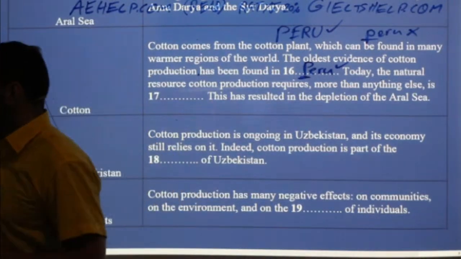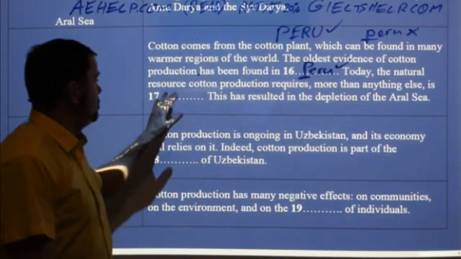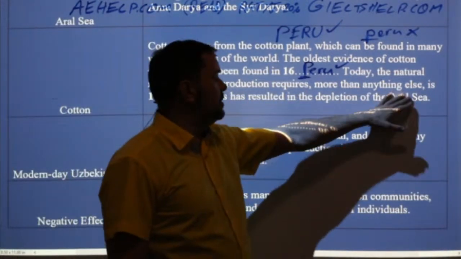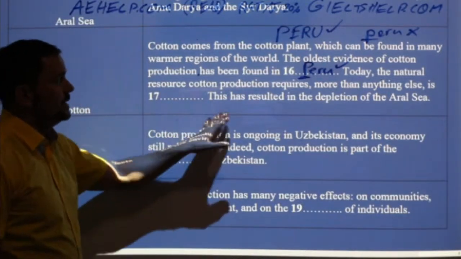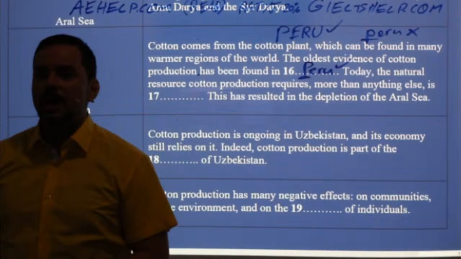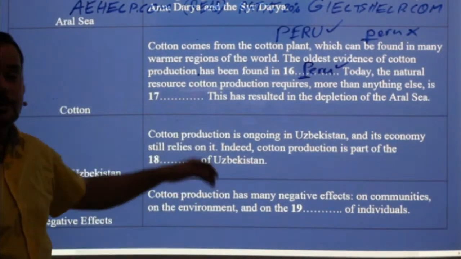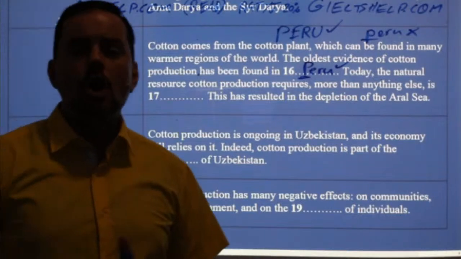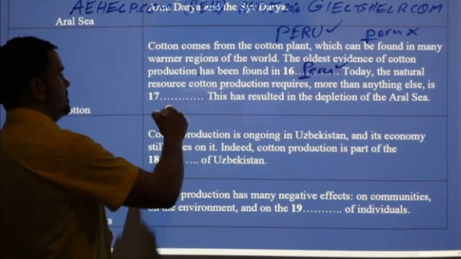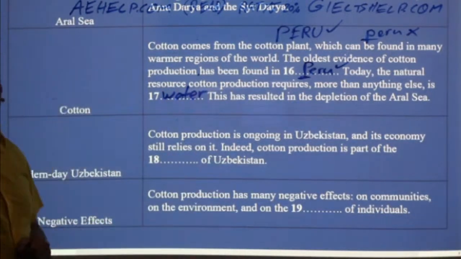All right. So cotton production in Peru. Today, the natural resource cotton production requires more than anything else is what? This has resulted in the depletion of the RLC. You should get this as well because it's very clear from this passage, the answer. So far we don't need to go back at all. Rajveer, very good. Yeah, it's water, right? Lots and lots of water. That was very clear. So Peru and water.